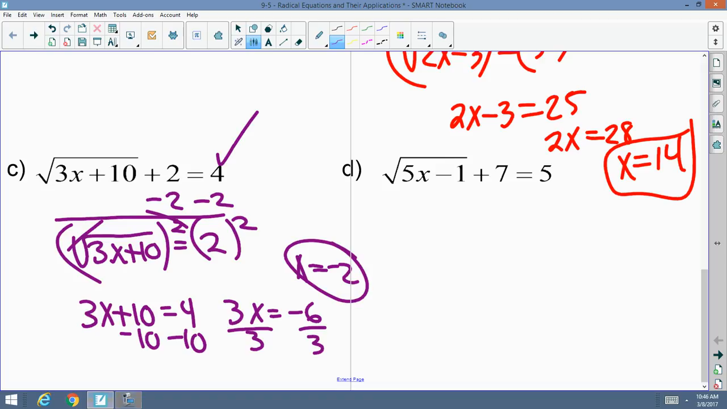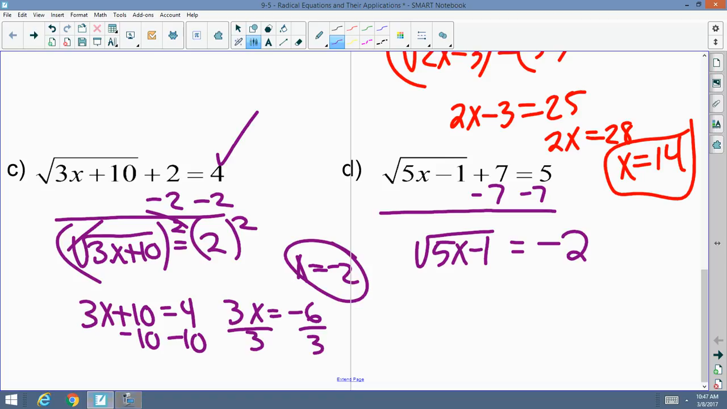I promise you, you're going to see this on a test, and I'm probably going to get most of you on this. When I subtract 7 to both sides, my brothers, I got square root of 5x minus 1 equals negative 2. Stop! Hammer time. No, I'm just kidding. No solution.